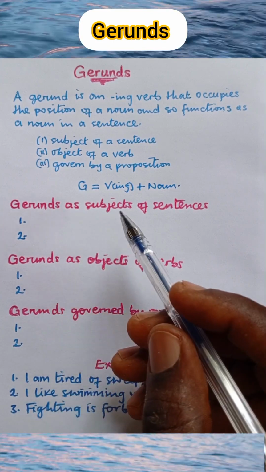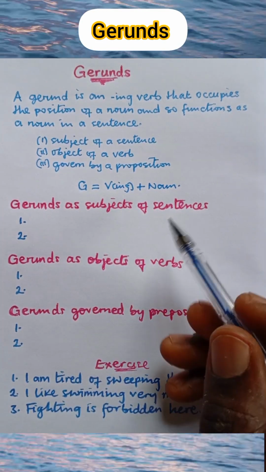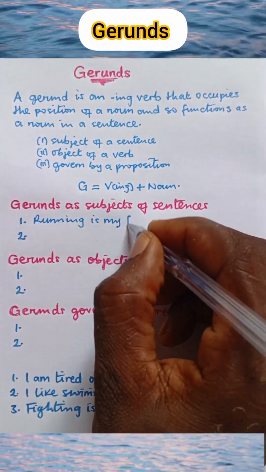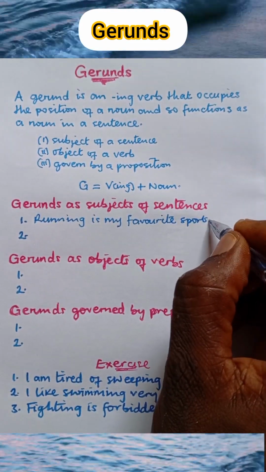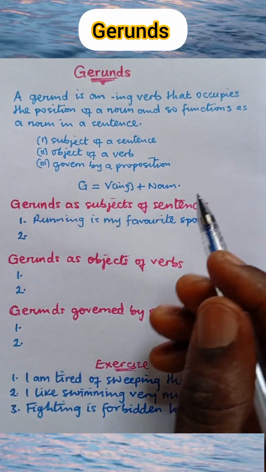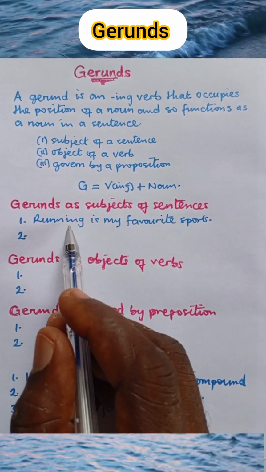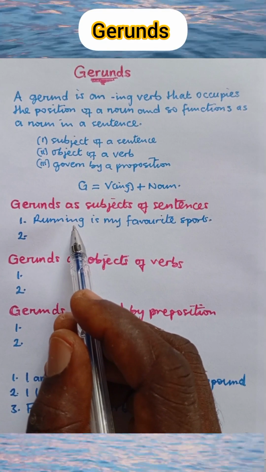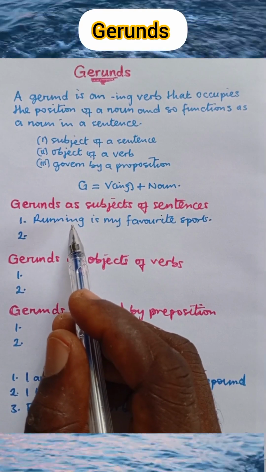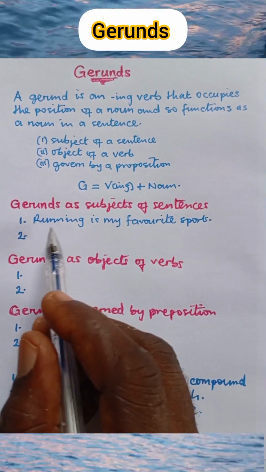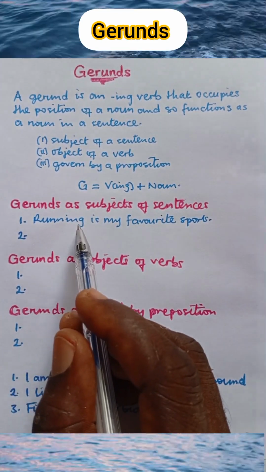Gerund as subjects of sentences. Example 1. Running is my favorite sport. Here, what is the subject of this sentence? The subject is running. Running is an ing verb. It expresses an action, yet it functions as the subject of this sentence. Therefore, running is a gerund.